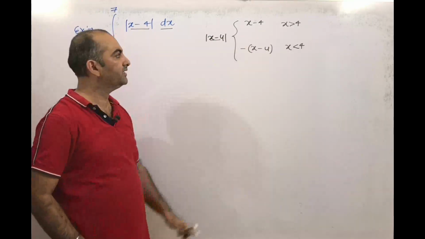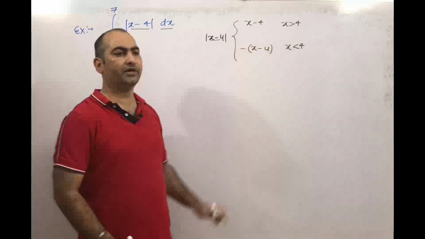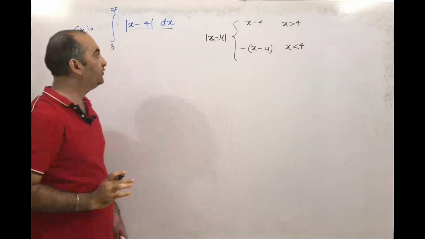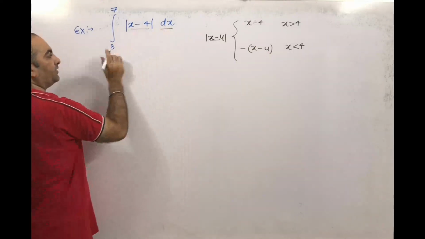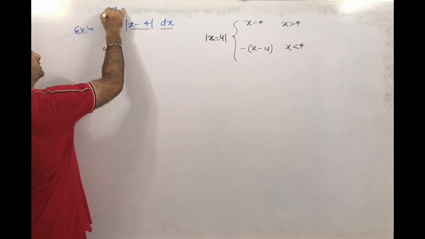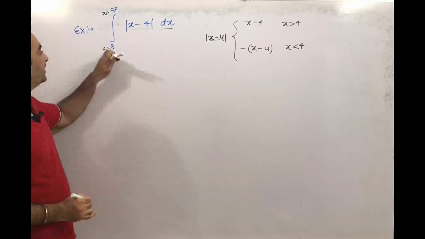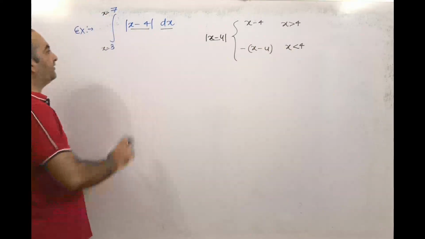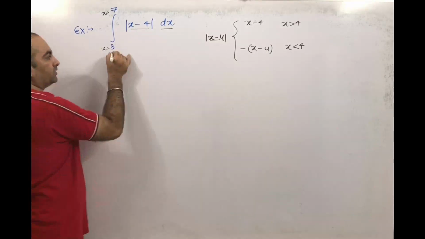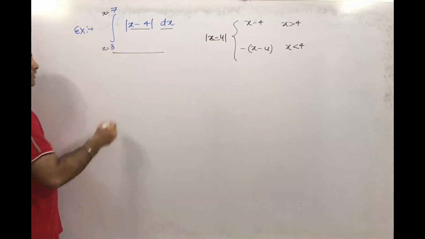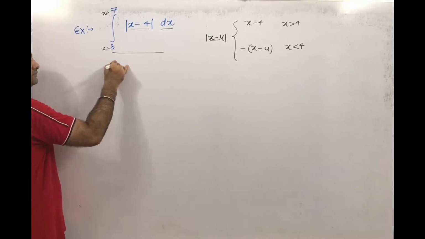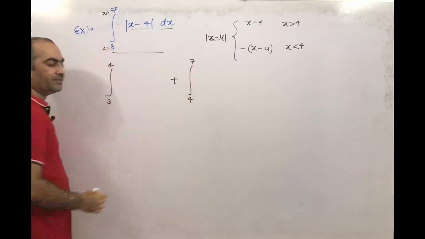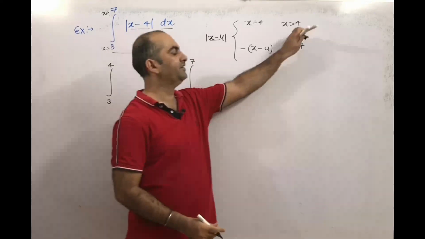Here you can see at 4 the definition is changing. If it is greater than 4, this one will come, and if it is less than 4, this will come. And the x limit is from where to where? x equal to 3 to x equal to 7. So between 3 and 7, 4 will come, yes or no? So at 4 the definition will change, so we have to separate this integration at 4. So 3 to 4, plus 4 to 7. Why are we separating at 4 only? Because at 4 the definition is changing.